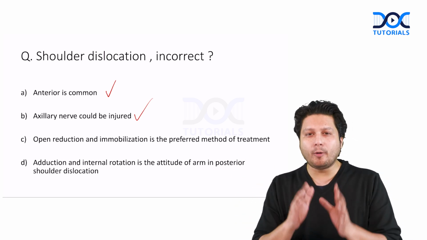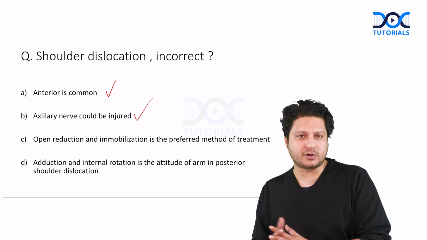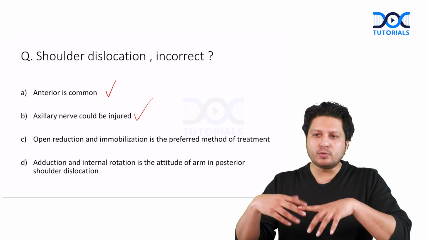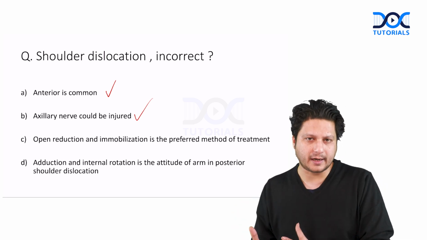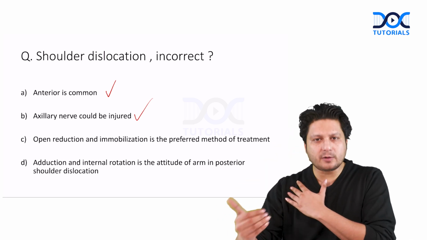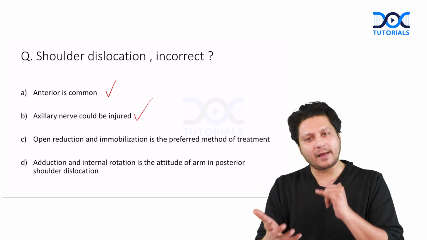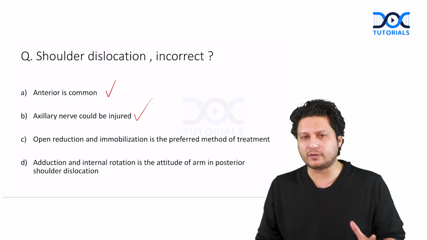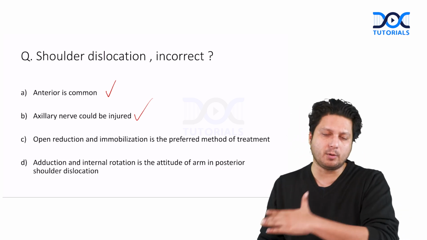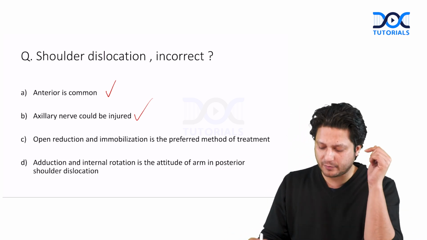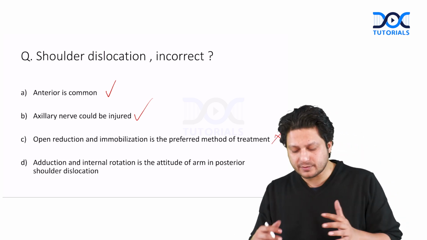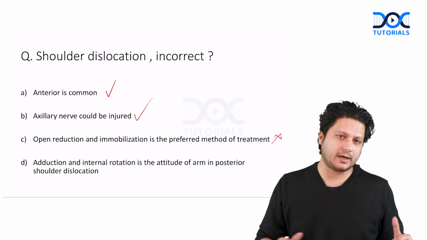Then the third one, open reduction and immobilization is a preferred method of management. You see, for shoulder dislocation, you need not open the dislocation site. You just have to reduce it by closed methods. Either apply Kocher method, Hippocrates method or Stimson's method. So closed reduction and immobilization is considered to be the preferred method. So this is incorrect.